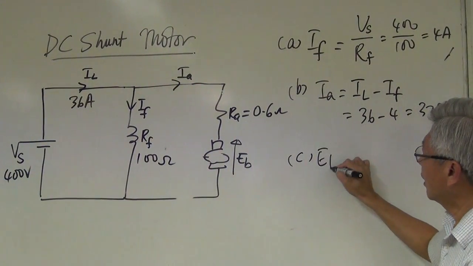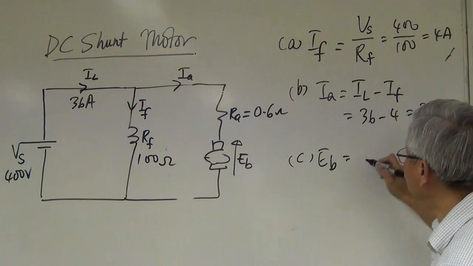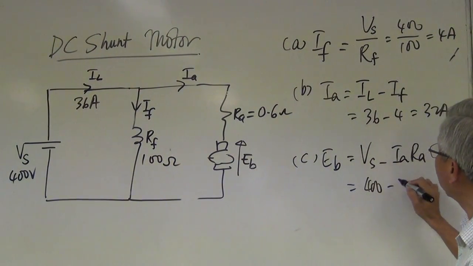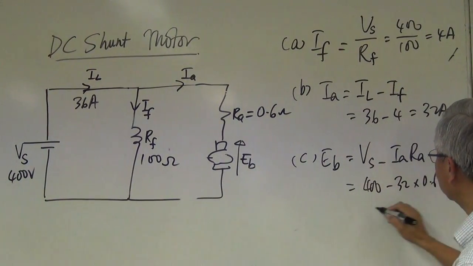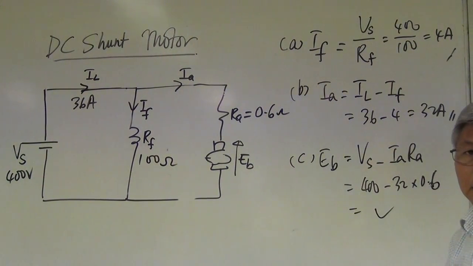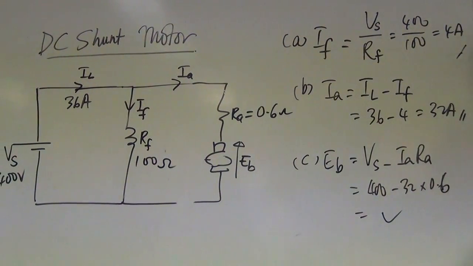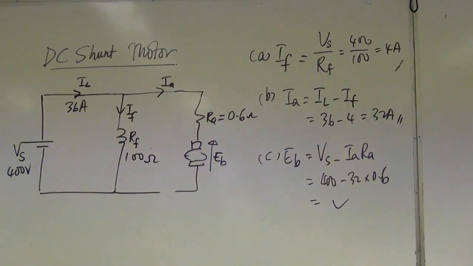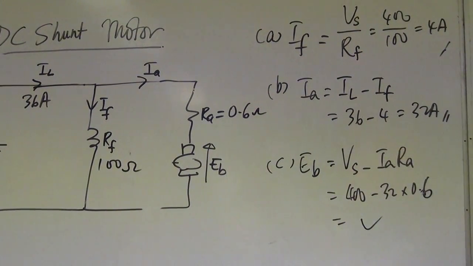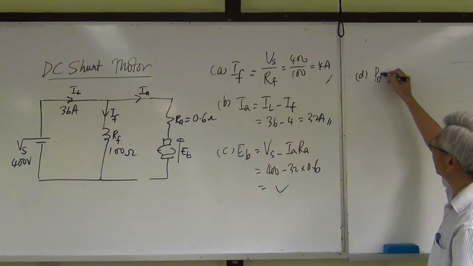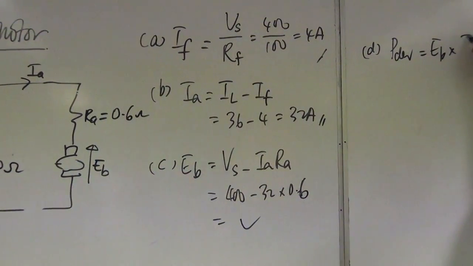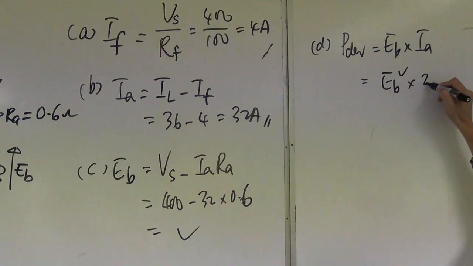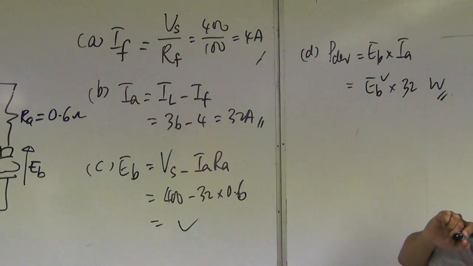Part C, find EB. EB equal to Vs minus IARA. So that is equal to 400 minus 32 times 0.6. So you get the answer. Part D, find the power developed. Power developed is EB times IA. You got the EB value and IA is 32. So you found the power developed.